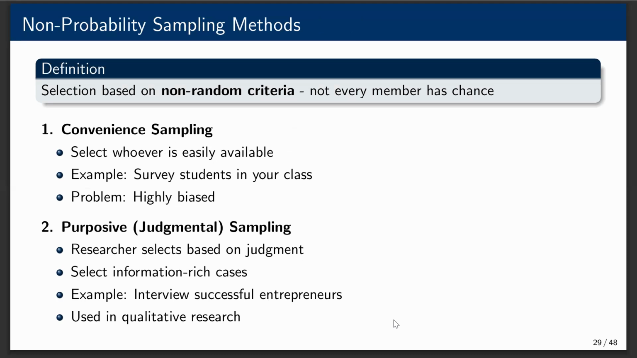So what are the different methods? First is convenience sampling. We select whoever is easily available. Example, we survey students in your class. In this case, it will be highly biased. And then purposive or judgmental sampling, where the researcher selects based on judgment. We select information-rich cases. Example, interview successful entrepreneurs, which is used in qualitative research.